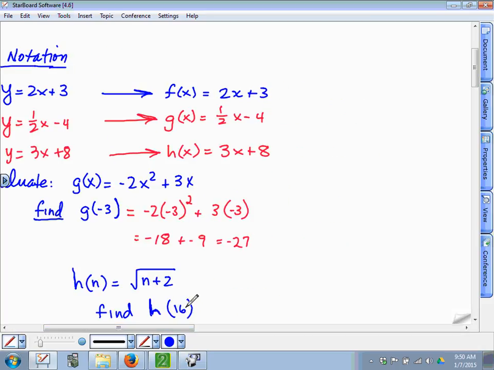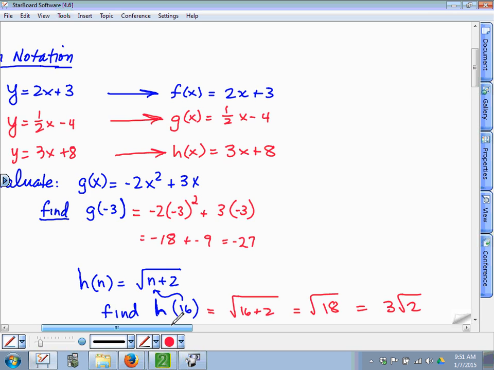So what happens with this 16? It goes in for n, right here. So it becomes the square root of 16 plus 2. It's the square root of 18. Take out the 9, which comes out as 3, and it's 3 root 2. I don't know, you don't have to really expect much evaluating on the assignment. It's pretty easy.